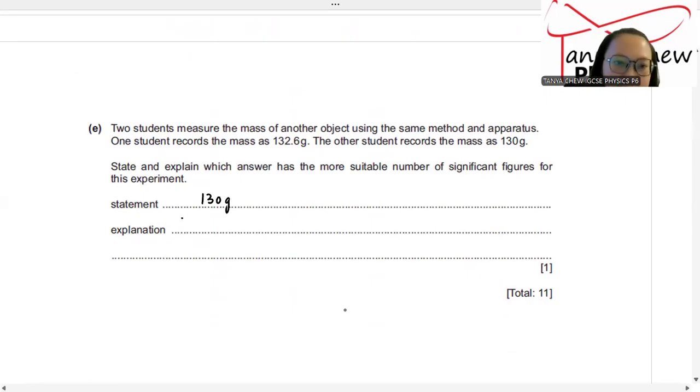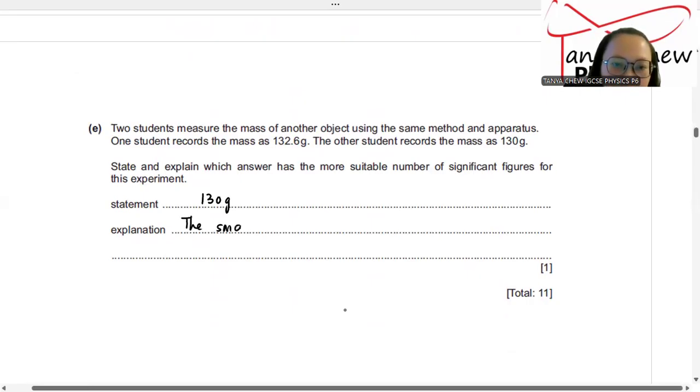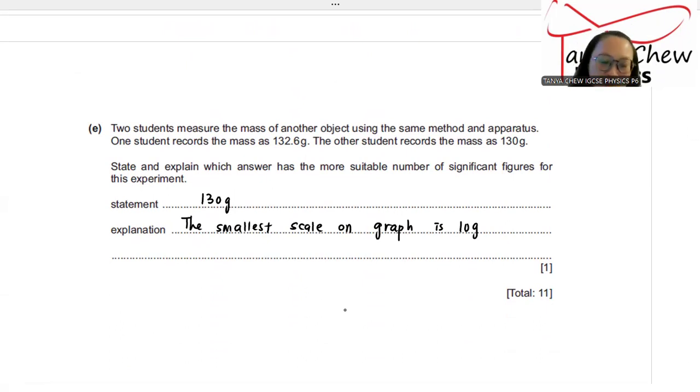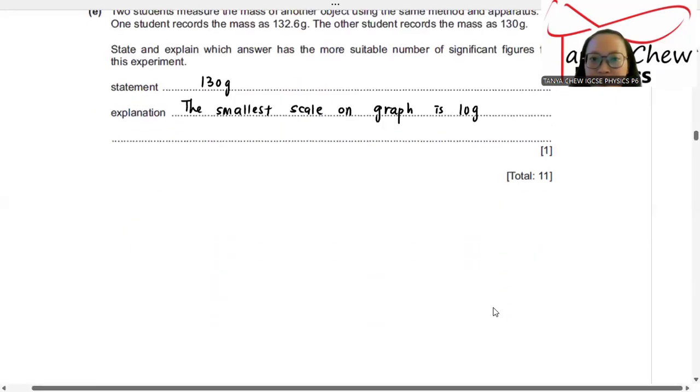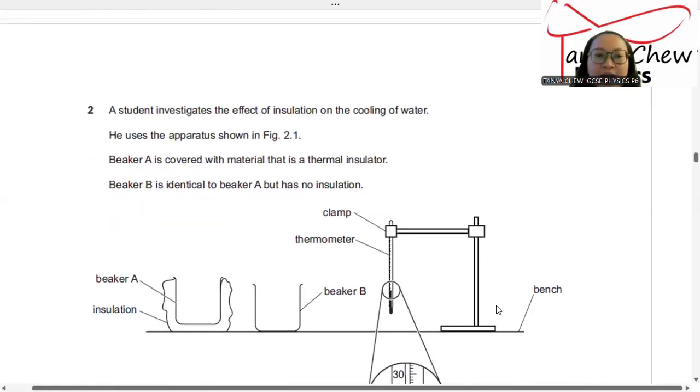Why? Because the smallest scale on the graph is 10 gram. Our graph is not as sensitive as 0.6 gram, right? We only have 10 grams. So the best answer should be 130 grams. That's it.